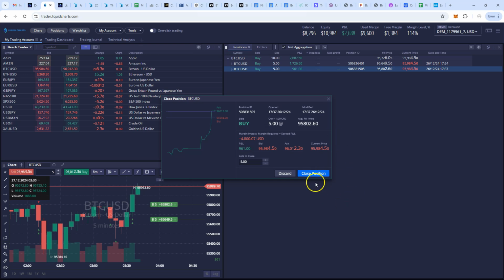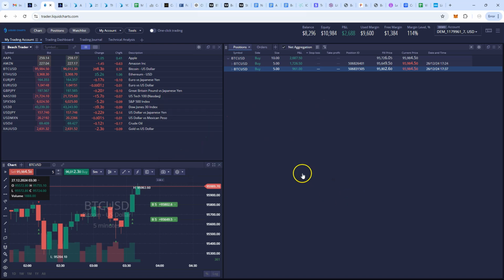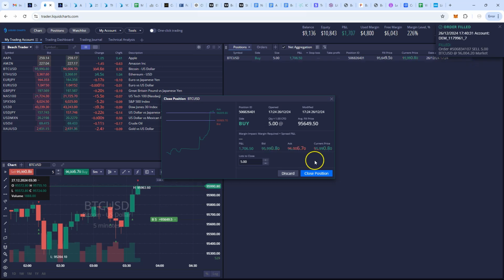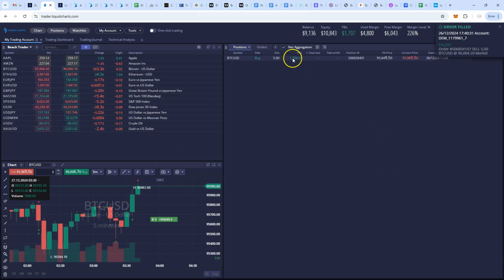Very simple. And now we're going to close the last trade. And there it is. We closed all our positions now. And you should see this one go down. We just won 1,700. Let's go to our trading journal and let's see what happened here.